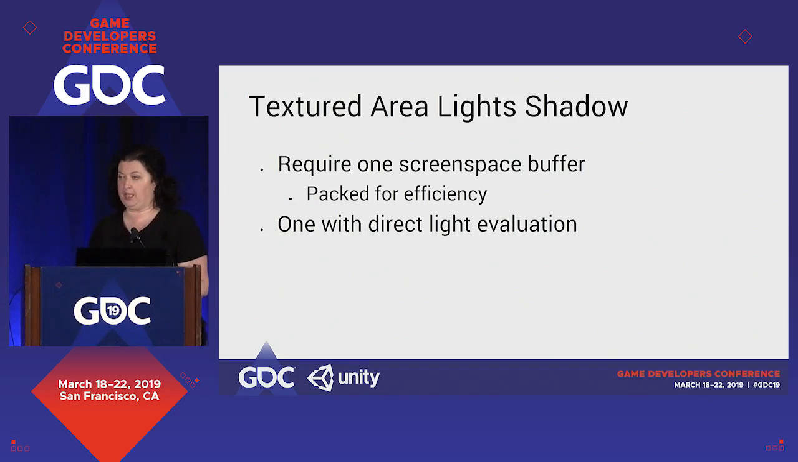For textural area light shadow, we require a full screen space buffer. We pack it for efficiency. Now, we actually need to have access to full material properties in order to evaluate BRDF. So in our case, we're restricted to the G-buffer renderer. We approximate the standard materials for performance. So of course, all of the special effects of anisotropy, et cetera, fell out, but it's okay for performance reasons. And essentially along with the direct light evaluation.